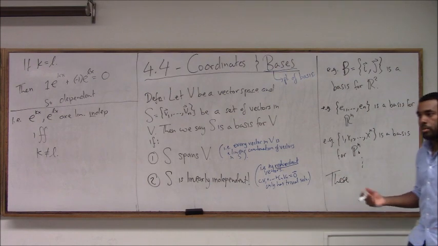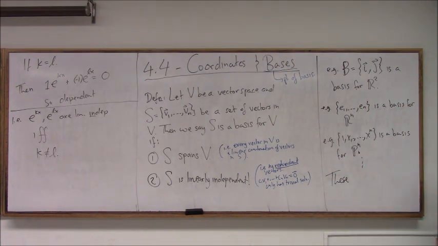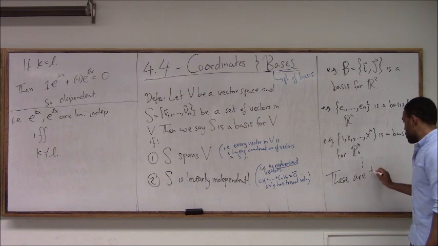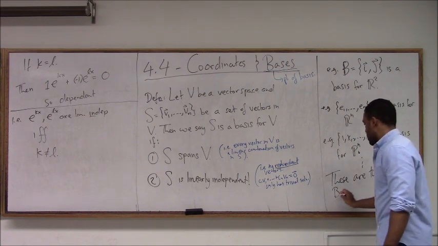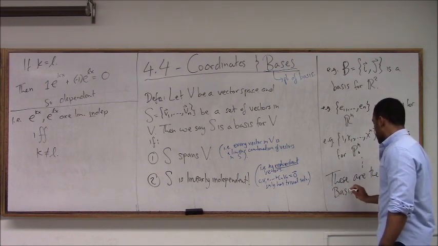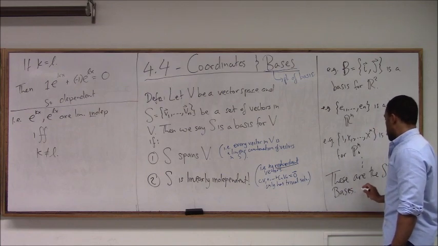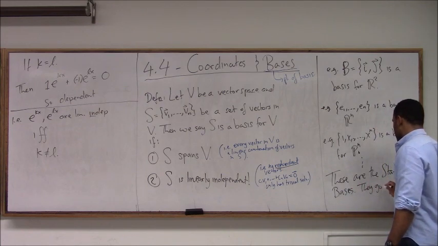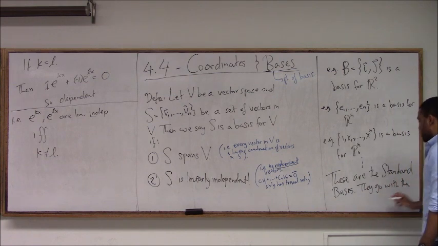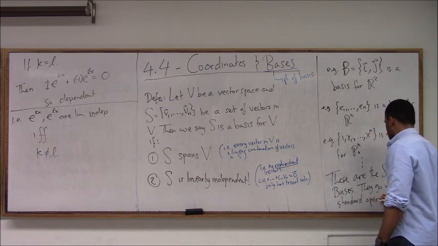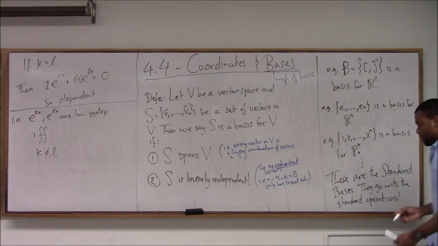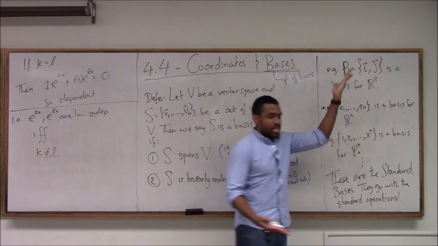They're the ones that you can find a basis for the set without having to think too hard or work too hard. Because once you just set up this linear equation, you get the answers by just equating the coefficients. So that's why they're called the standard bases. These are the standard bases, and they go with, of course, the standard operations. So i, j is the standard basis for R2.